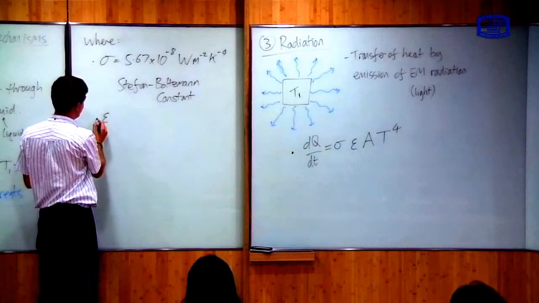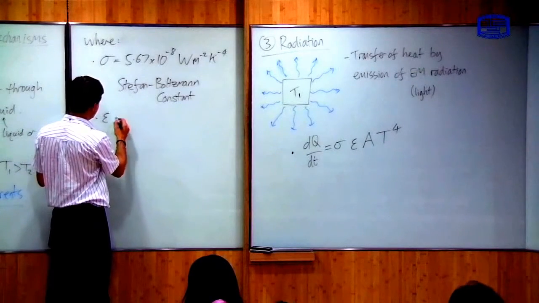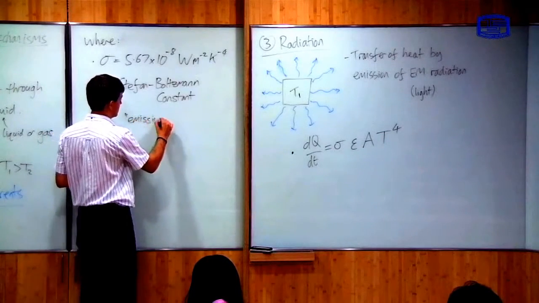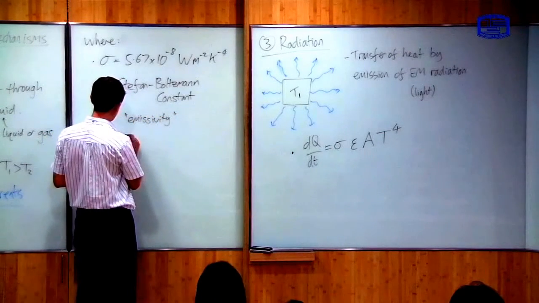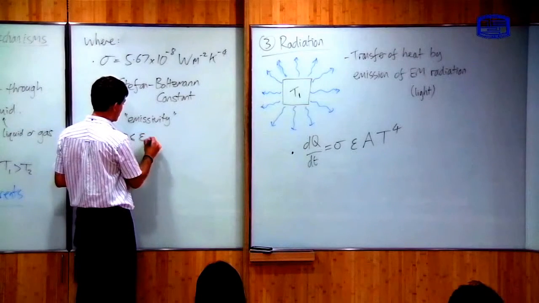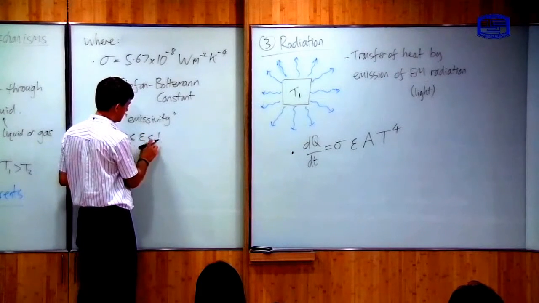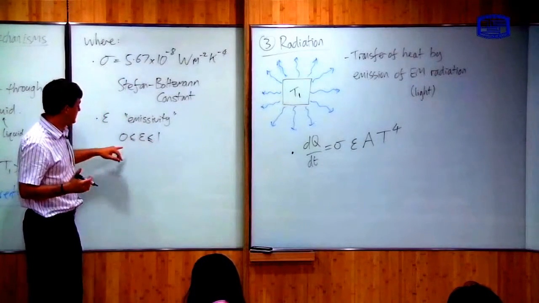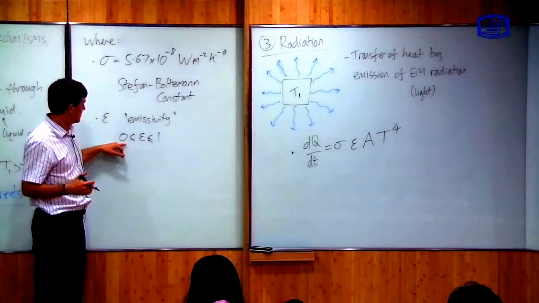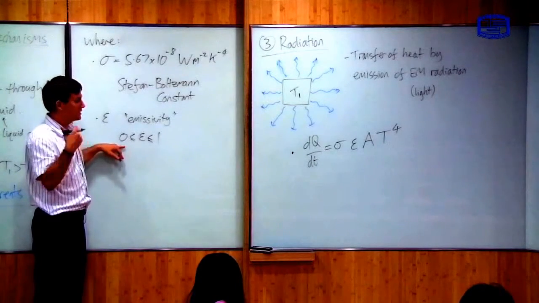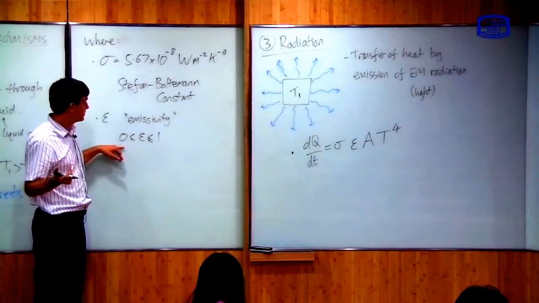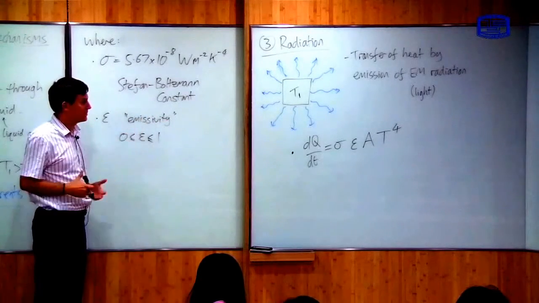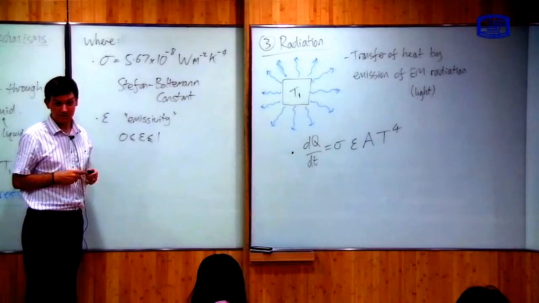Epsilon is a property of the body called the emissivity. Okay. And it takes values between 0 and 1. And it tells you how well this body emits radiation. If it's close to 0, then it means that the body only emits a very small amount of radiation. If it's close to 1, then it means that the body emits close to the maximum amount of radiation. Okay.